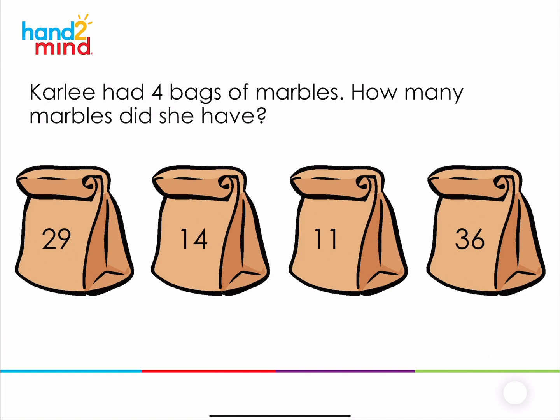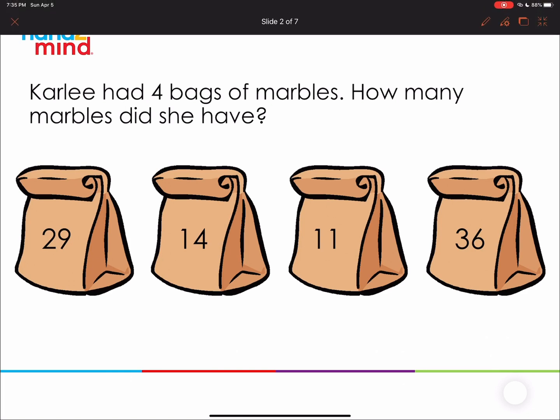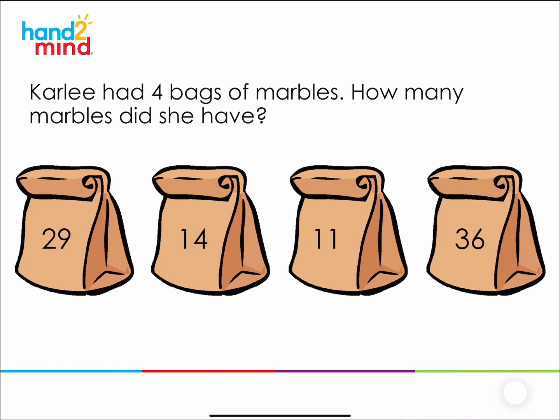This situation starts off, so you can follow along or you can read as I do. It starts off with: Carly had 4 bags of marbles. How many marbles did she have? As a mathematician, we always want to make sure that we understand the problem. So who or what is this about? Well, it's about Carly. And what do we want to know? Well, Carly has some marbles.